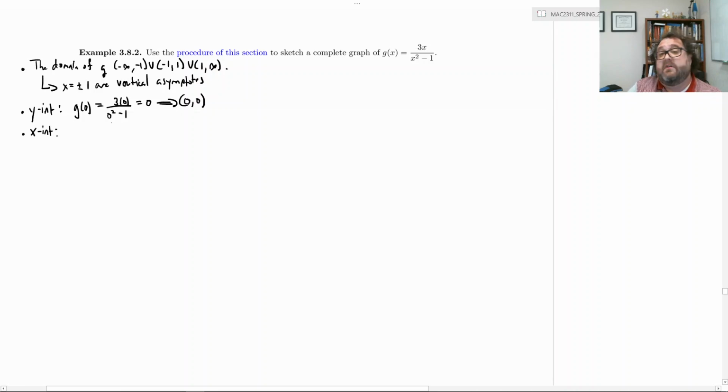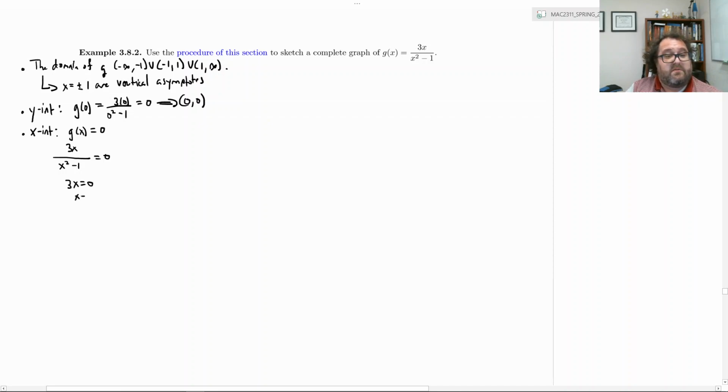You can technically have an infinite number of x-intercepts. How do you solve that? Well, you solve g of x equals 0. So you kind of do the opposite. To find a y-intercept, you plug 0 in. To find an x-intercept, you set equal to 0 and solve. So let's see. We have 3x over x squared minus 1 equals 0. Okay, we've said this many, many times now. If you have a rational function set equal to 0, all you have to worry about is the numerator set equal to 0, and then solve.